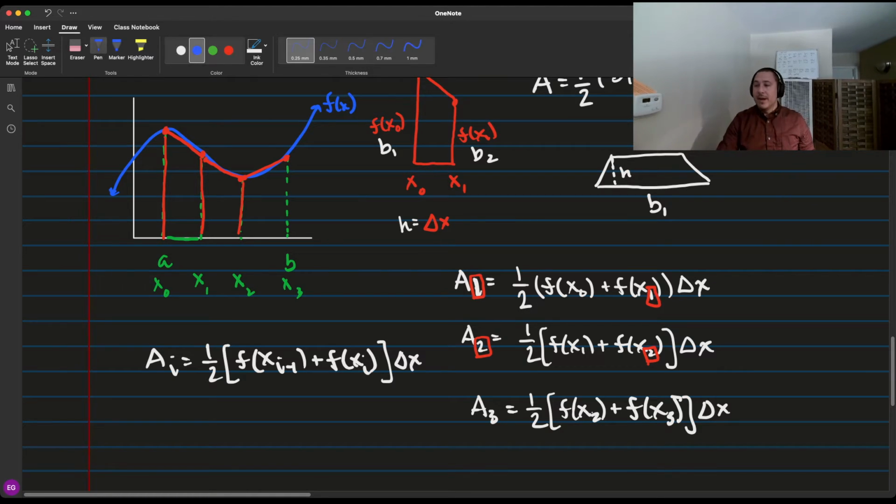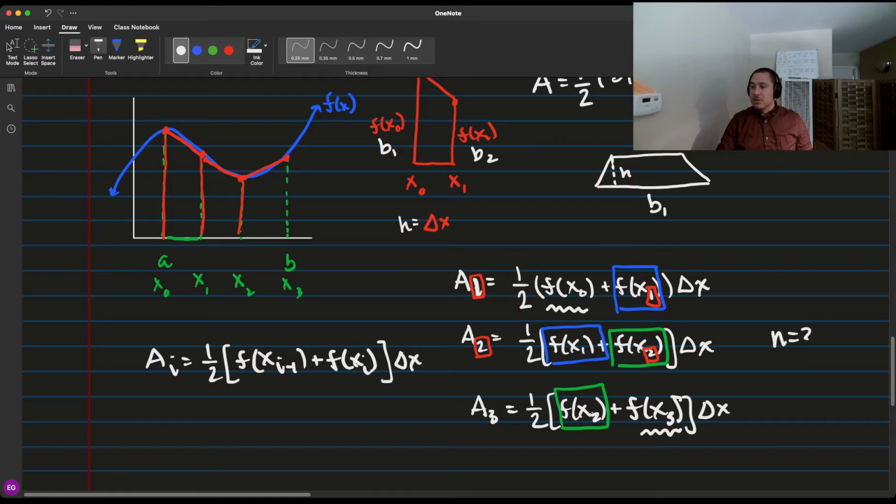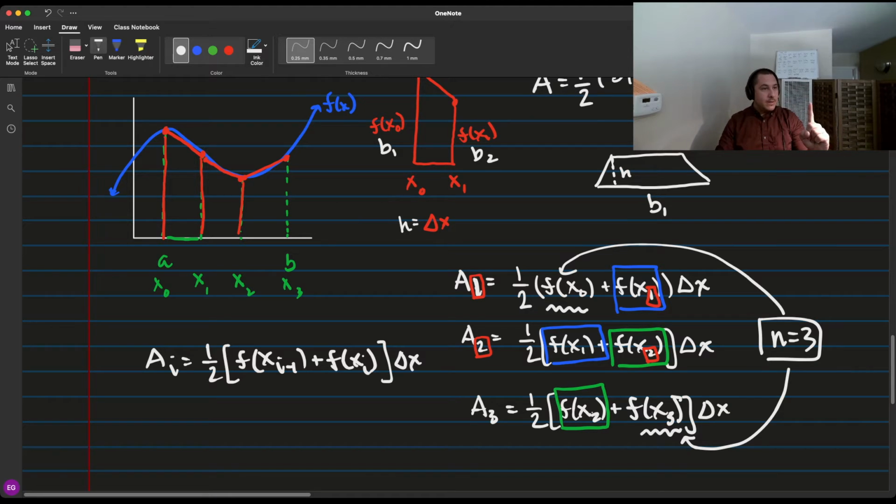Now I want to point something out. Do you see how you have f of x1 here and you have f of x1 here? You have f of x2 right here and you have f of x2 right here, right? You have pairs of those, but you only have one x0 and you only have one x3. So notice that this is n equals 3, right? Do you see how the last and the first term, there's only one of them?